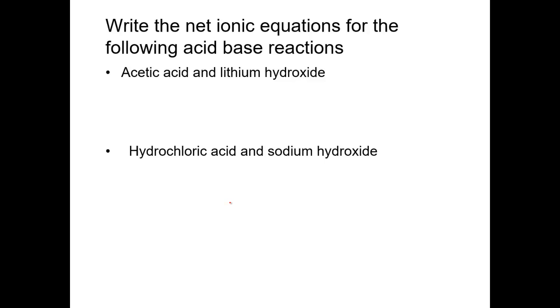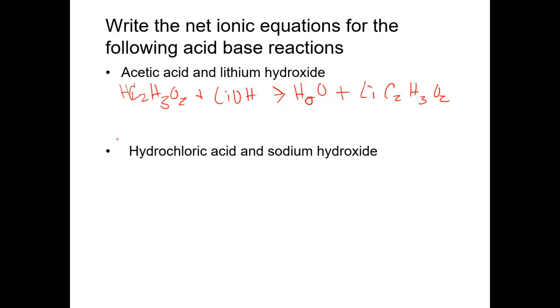All right, so if I'm writing the net ionic equations for these, I'm going to have acetic acid, which I'll write as HC2H3O2, and lithium hydroxide. And they're going to do a double replacement. I'm going to end up with water and lithium acetate. So this is a weak acid, so I do not separate it. That's the one thing that people tend to do wrong, is separate acetic acid. It's weak. It is mostly a molecule.